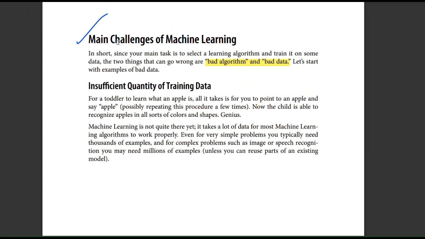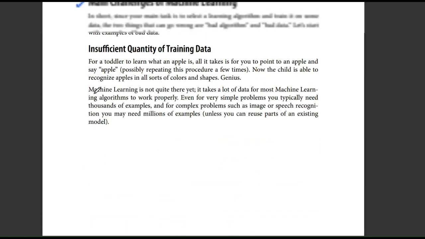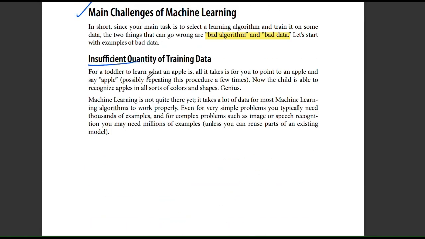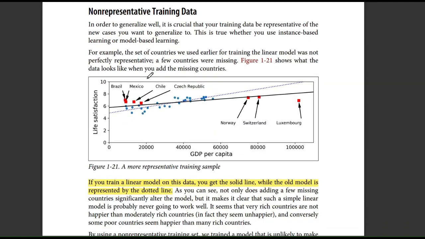So, the main challenges of machine learning, in short: since your main task is to select a learning algorithm and train it on some data, the two things that can go wrong are a bad algorithm and bad data. Let's start with examples of bad data. While performing a machine learning task on some training data, you might select a bad algorithm, or you might have some bad data.